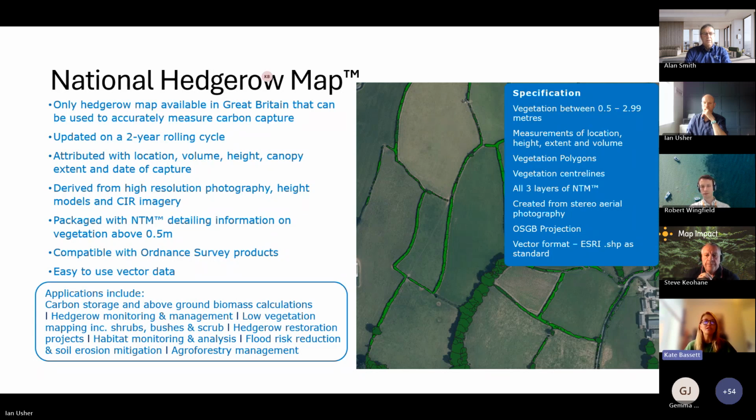Created from our high-resolution aerial photography, our terrain and surface data and colour infrared imagery, using innovative processing techniques, NHM is an ideal tool to support initiatives happening nationally to create new hedgerows and, more importantly, restore the existing ones. NHM means you can accurately assess where current gaps are, all from your desktop, informing restoration projects. NHM can be used for various applications, including hedgerow monitoring and management, hedgerow restoration projects, habitat monitoring and analysis, and much more.